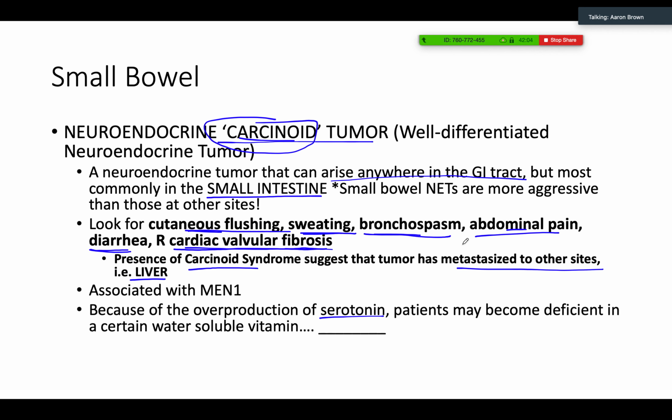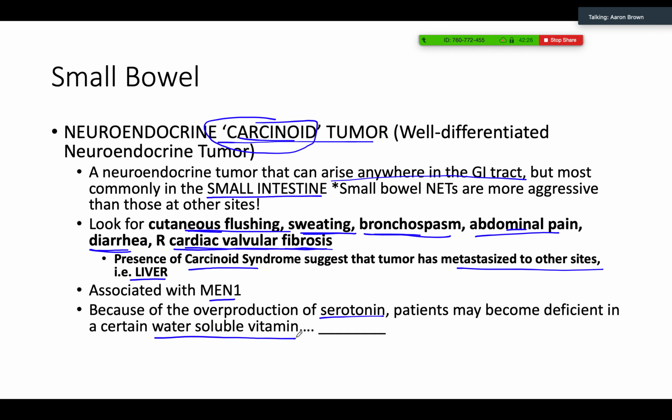A GI picture is very big for carcinoid. Okay, does that make sense? Yeah, good. This is associated with MEN1 syndrome, and because of overproduction of serotonin, patients may become deficient in a certain water-soluble vitamin, and so this kind of gets us back into our biochemistry.